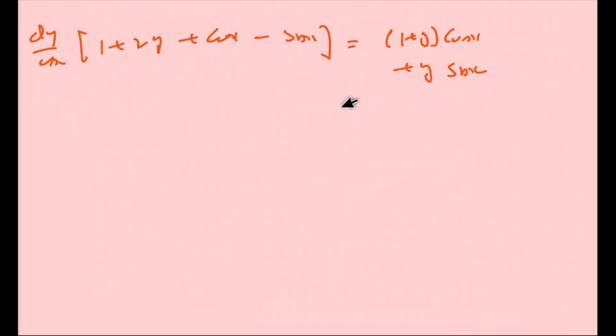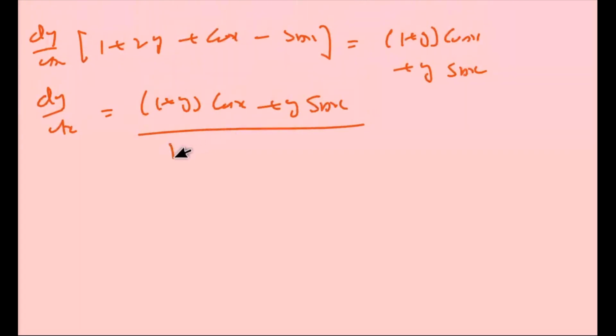Okay, so now we got dy by dx equal to 1 plus y cos x plus y sin x upon 1 plus 2y plus cos x minus sin x. So student, it is proved. So student, this way you can solve other questions of infinite series. Now in the next video I will do the differentiation of parametric functions, right? So you have to wait for this. Thank you for watching.